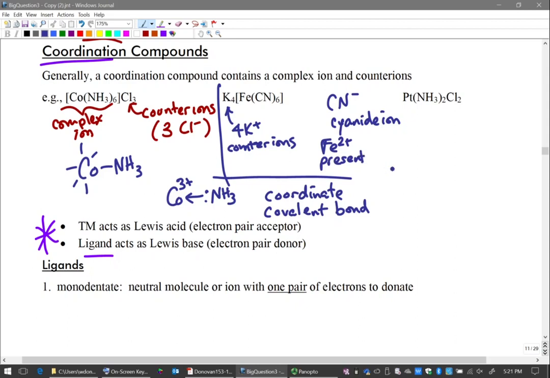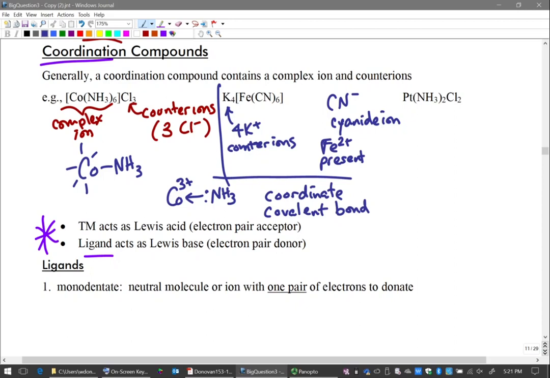And the iron 2 ion is covalently bonded to all 6 cyanide ions. The potassiums are there to balance the charge, but that complex ion that's an anion contains a ferrous ion, Fe2+, and 6 cyanide ions covalently bonded to it.